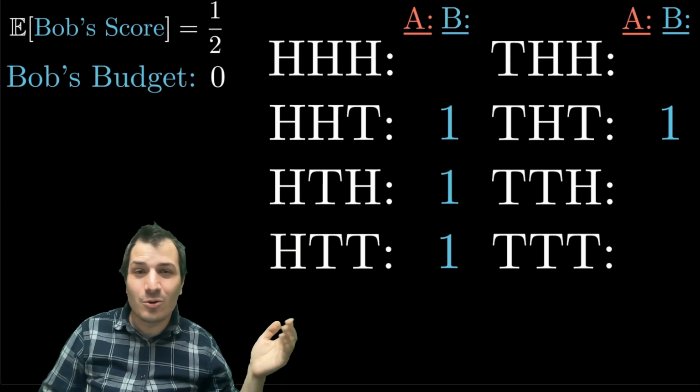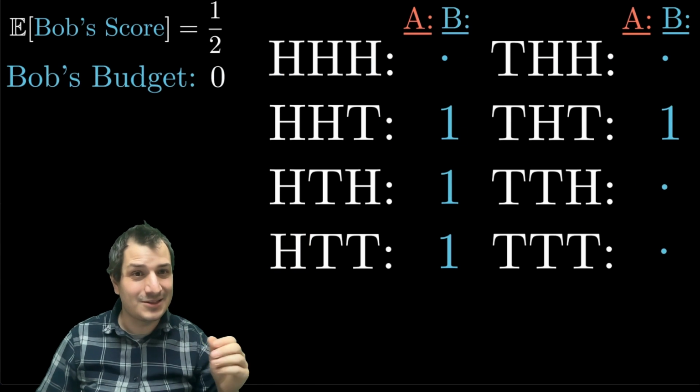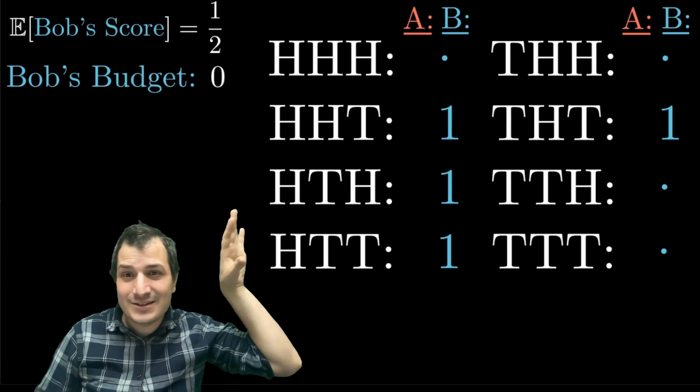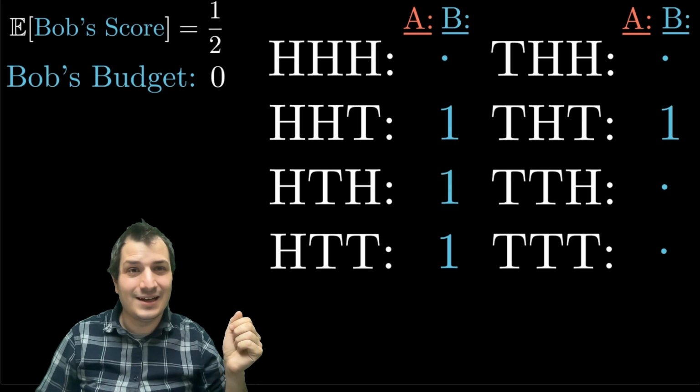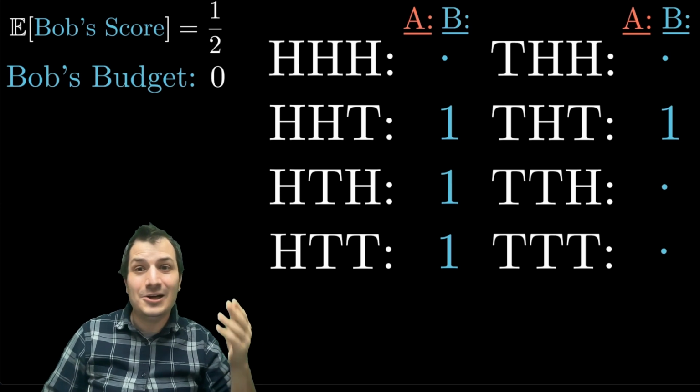In the other 4 categories, he's going to have 0. I did a little dot for 0, so there weren't too many zeros all over. So Bob very sensibly puts 1 point on each of these 4 things that have a heads, tails, and he puts 0 points on the ones that have no heads, tails. Let's see what Alice does.